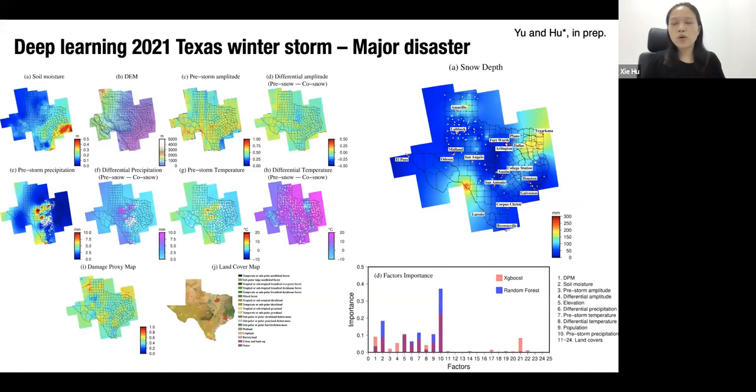And also, I'm working with my students to use machine learning to characterize the snow depth for the past winter storm this February for statewide Texas. Especially, we used the SAR coherence to generate the damage proxy map, and we also combine other external data such as land cover, temperature, etc. And we generate this map of snow depth. We compare our results with the field measurements, and they show high accuracy at 94%.